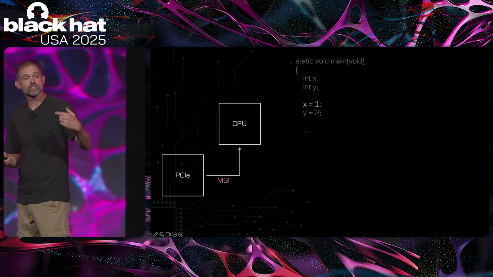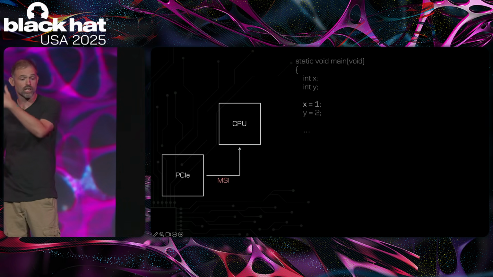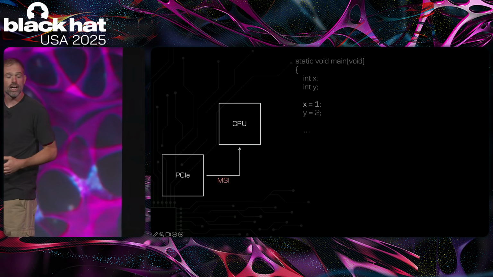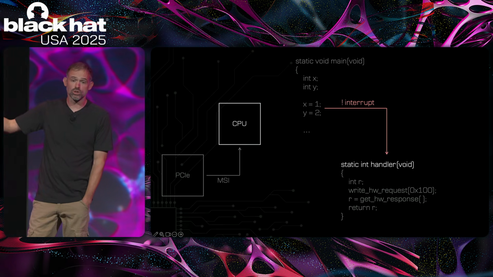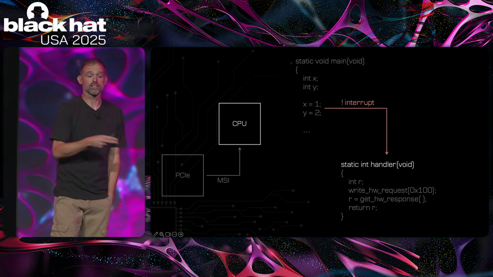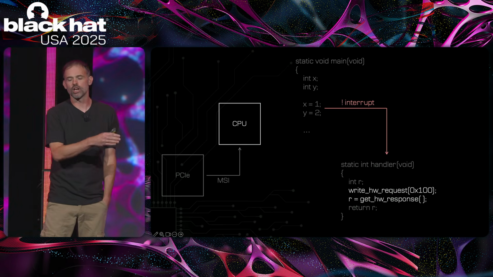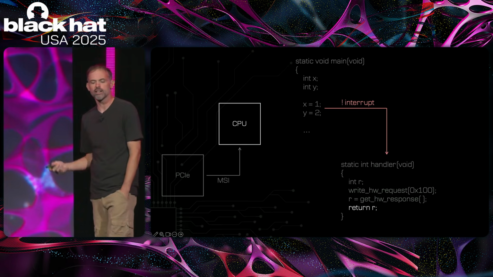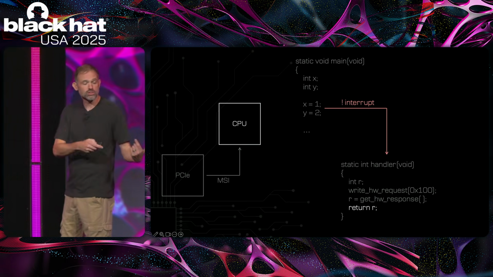The CPU knows that that device needs somebody to do something, and so the CPU is going to interrupt your program. Maybe your program was in the process of setting X to 1, and the CPU is going to stop you in the middle of that, and it's going to transfer control over to an interrupt handler to service the device that wanted the CPU's attention. So that interrupt handler might do something like write to some hardware value and then get the hardware's response, and at some point it's going to return and give control back to your program.